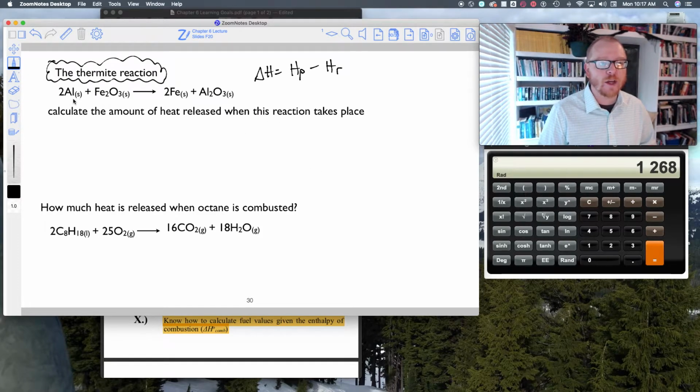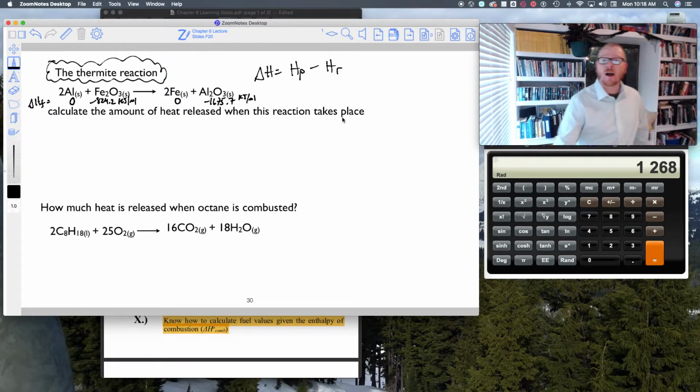So first, we note that aluminum is in its standard state at 298 K, so it has an enthalpy of formation of 0. Iron has an enthalpy of formation of 0. If I were to look up iron oxide, I would find that it's negative 824.2 kilojoules per mole. And if I were to look up the value for aluminum oxide, I would find that it's negative 1675.7 kilojoules per mole.